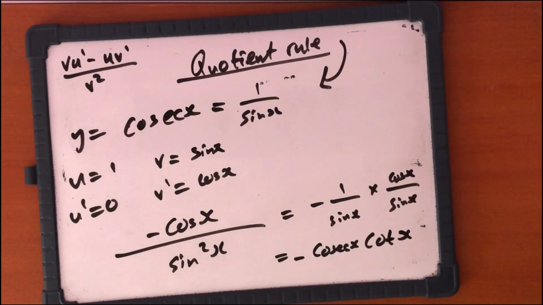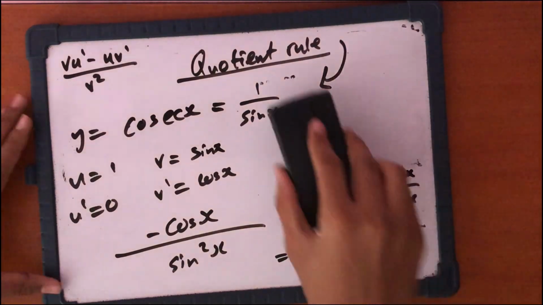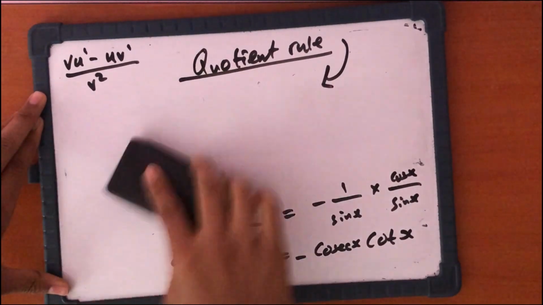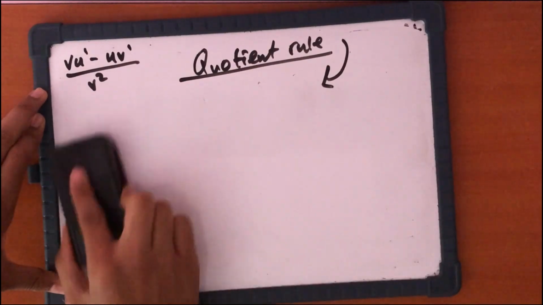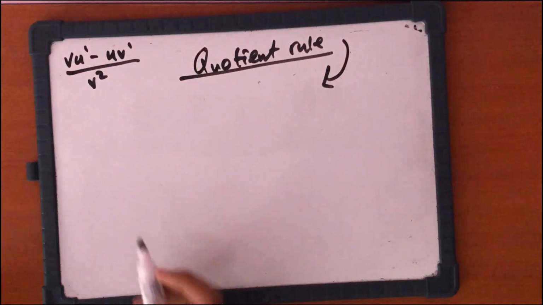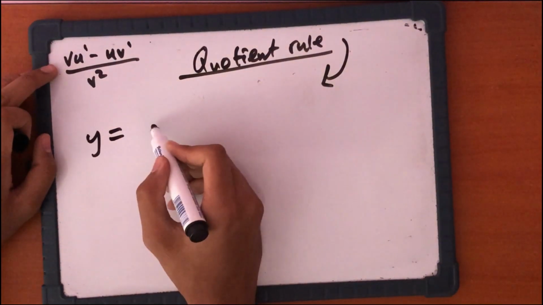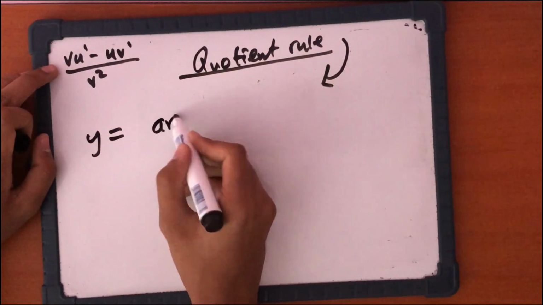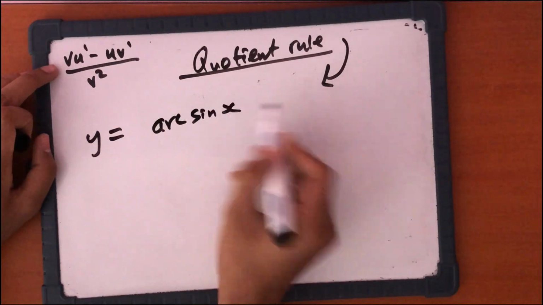So that's all for these harder trigonometric functions. The standard results for all this are given in the formula booklet, so you really don't need to worry about that too much. And then a final example for arc functions, because you need to know that. Say we have y is arc sine x.